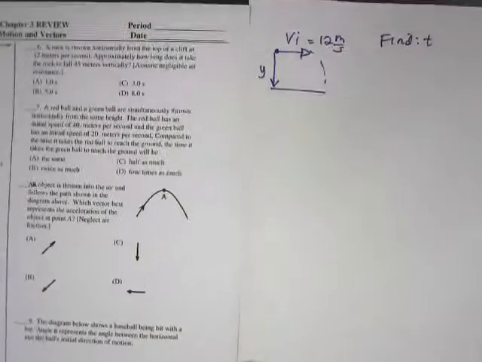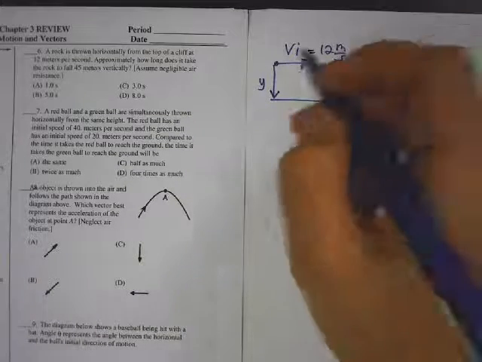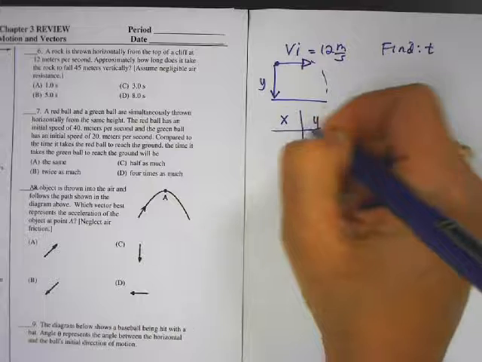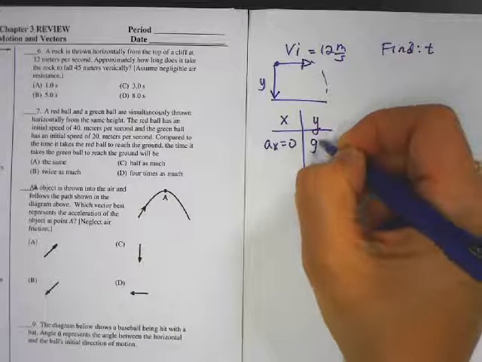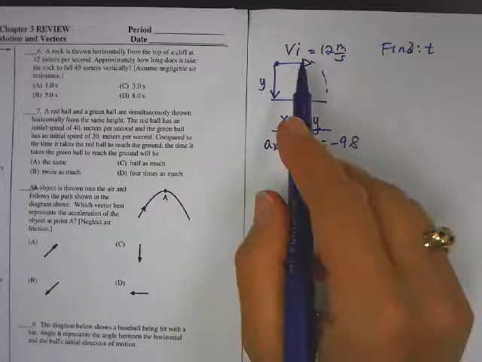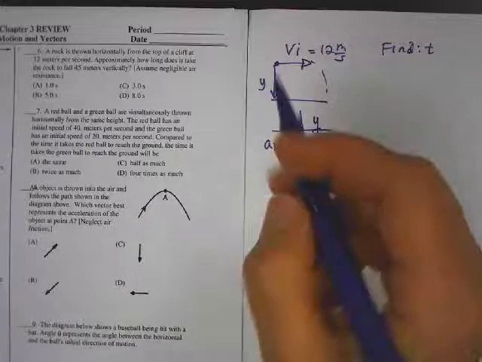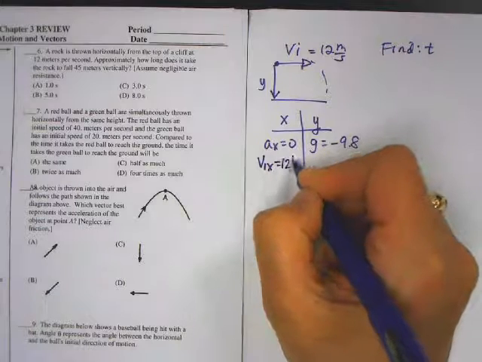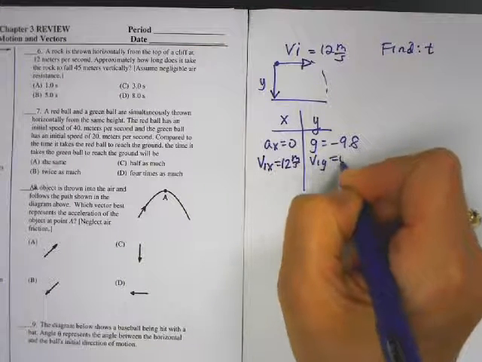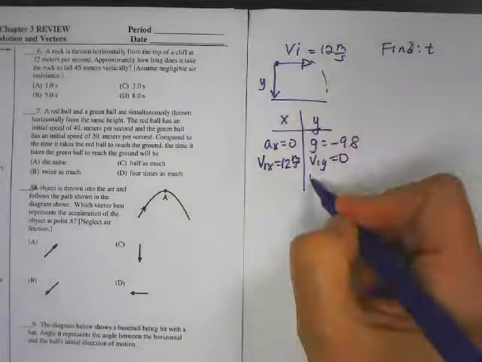So when we do these problems, we always write our x and y givens. We're always going to say ax is 0 and g is equal to negative 9.8. Then we're going to take the initial velocity and break it up into horizontal and vertical components. Now this initial velocity is all horizontal. It has no vertical component. So VIX is equal to 12, and VIY is equal to 0. Then we're going to see, is there anything else that we need to know in the problem? And we're going to see, yes, we know this, y is negative 45.